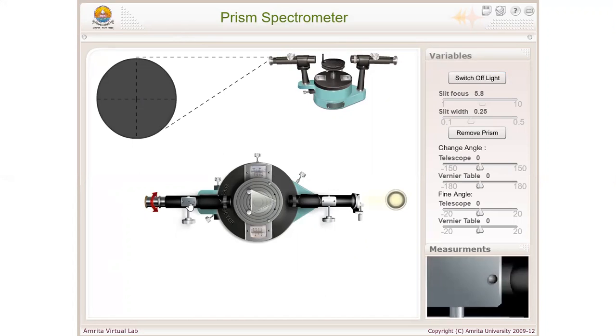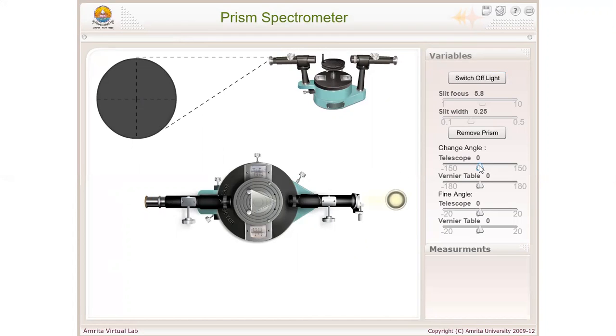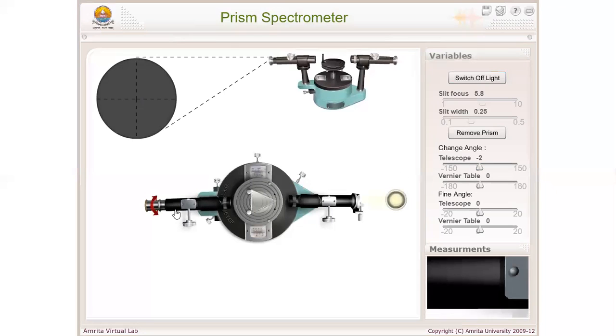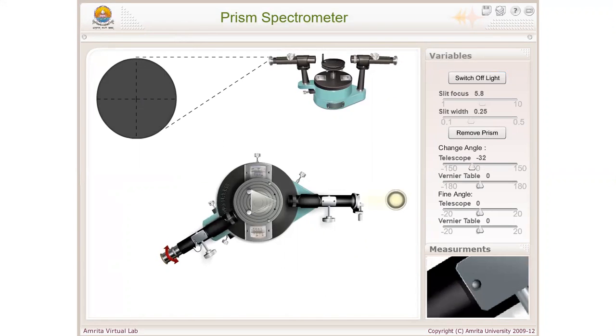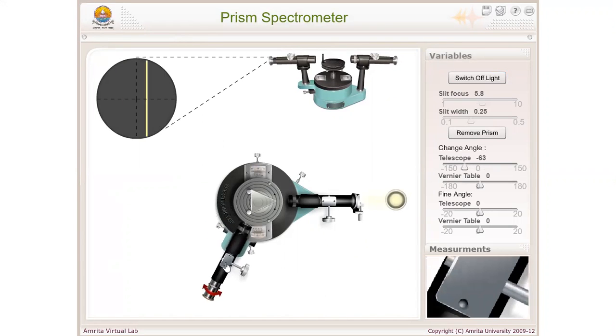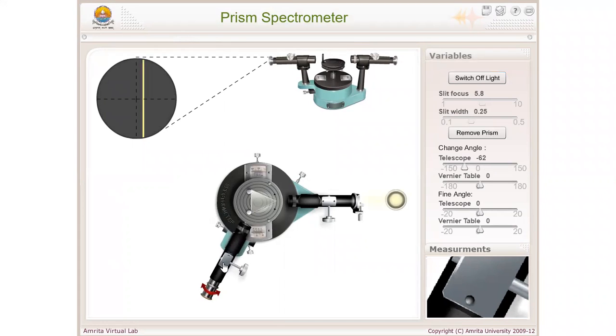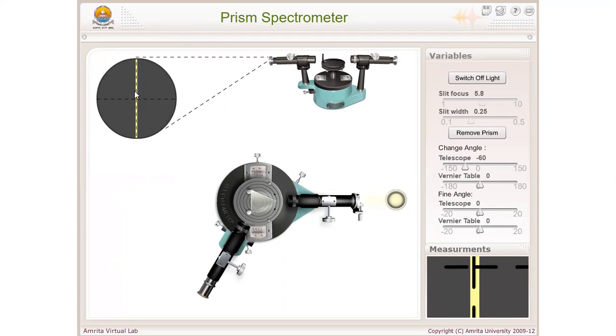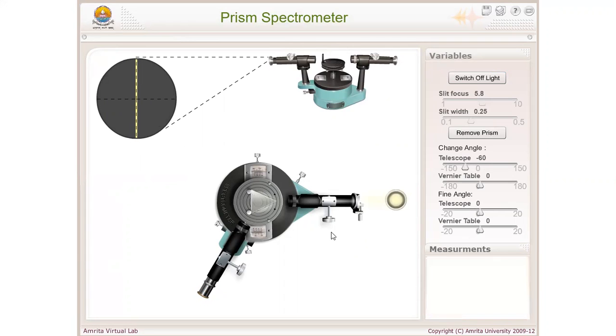Now, you can rotate this telescope. This telescope can be rotated with the help of this slider, or you can click here and move this slider and move this telescope. We are moving it to one end. You see, this is the light reflected from one face of the prism. Move it such that you get this light image of the slit on the vertical crosswires of the eyepiece, and then you can take the readings of the two vernier scales.